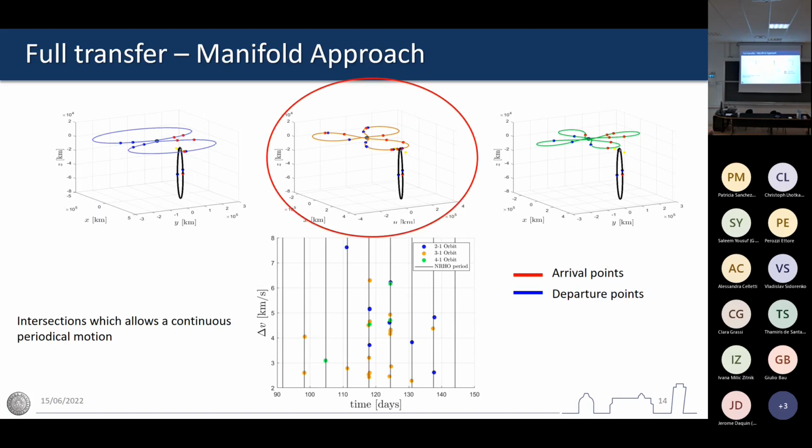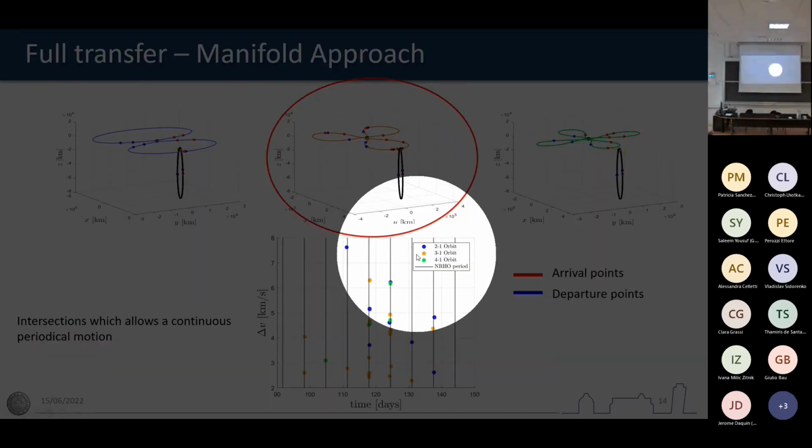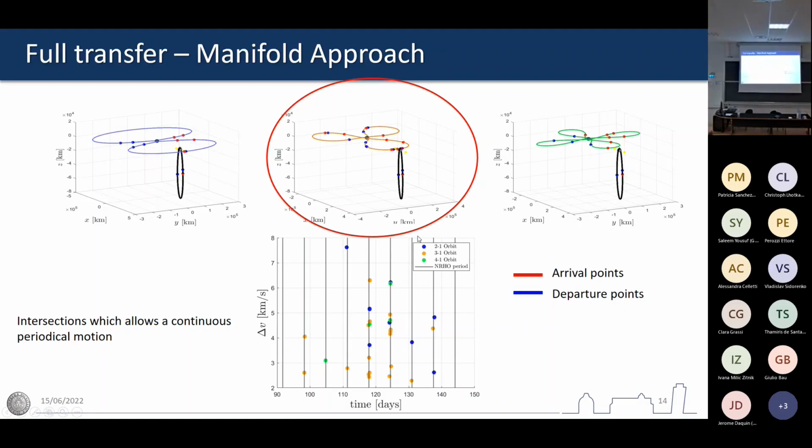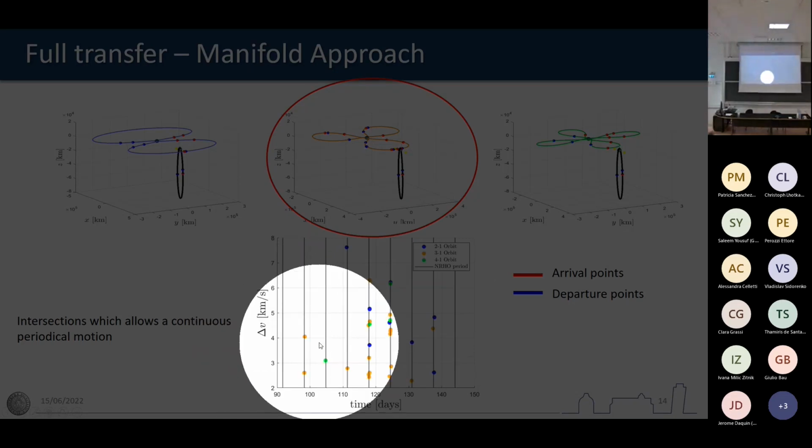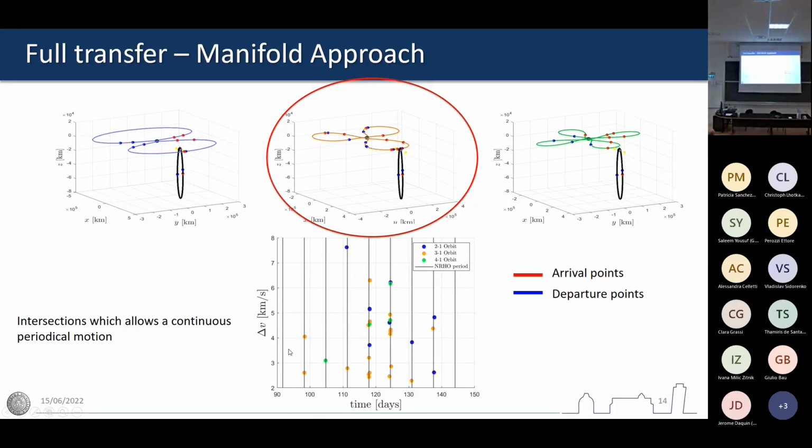In fact, the orbit that was selected is the 3-1 resonant orbit, because it's the one that allows us to spend less delta V and also to save some time. So the time is 100 days. From an engineering point of view, it's a lot, but it's not bad.